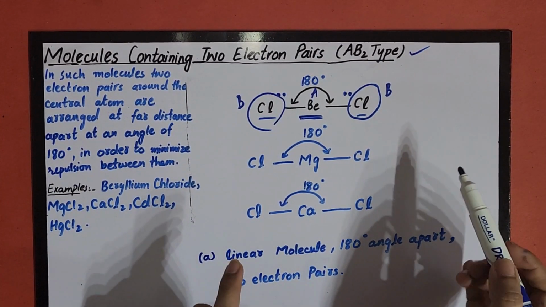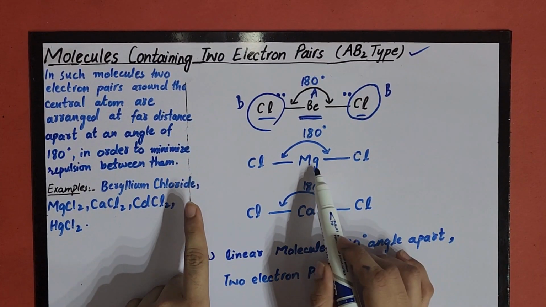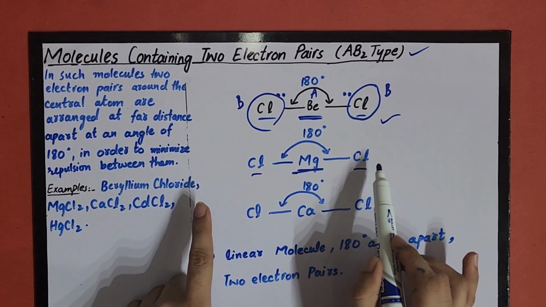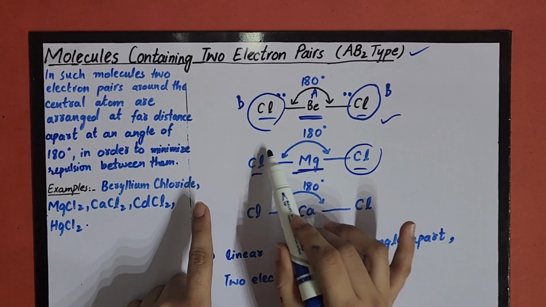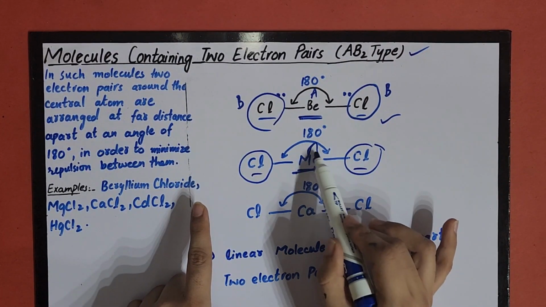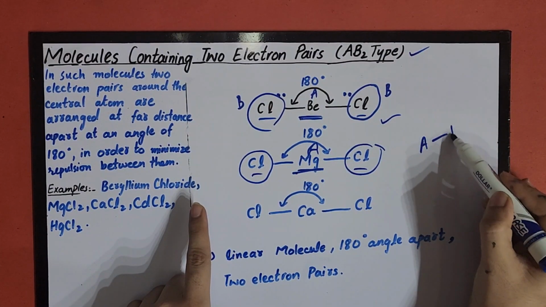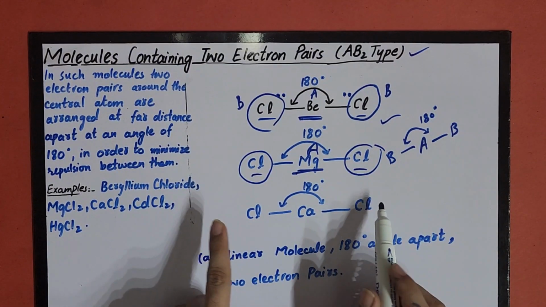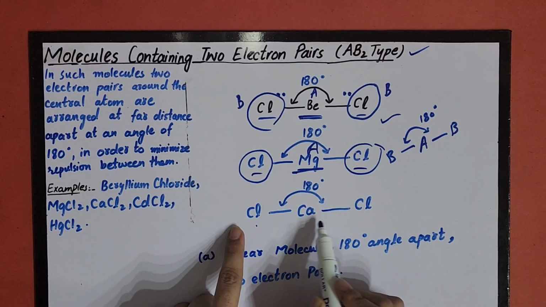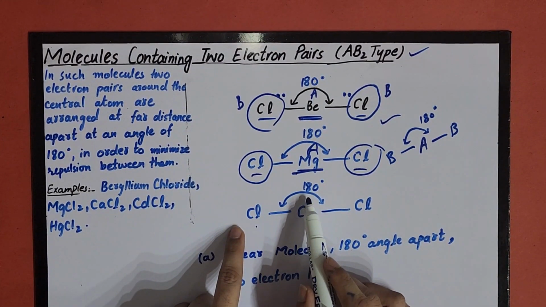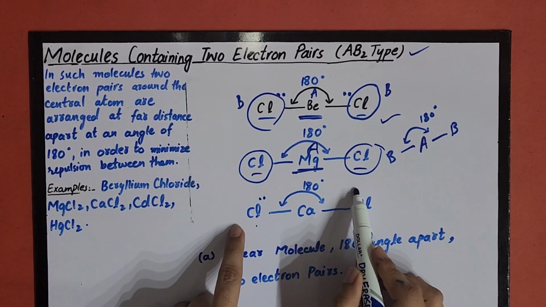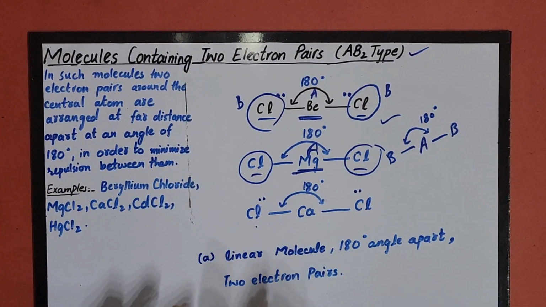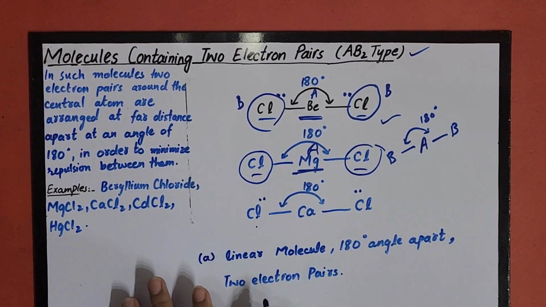So what is the geometrical composition? Magnesium will be the central atom, and chlorine, the same as in beryllium chloride, as a B type element. So here is A. It could be like this: A, B particle and B particle. The distance between these two is 180 degrees. As with the above molecule, calcium chloride geometry has the angle of 180 degrees. So here are the bonded electron pairs. These 2 electron pairs are at maximum distance apart from each other to minimize the repulsion between these electron pairs.